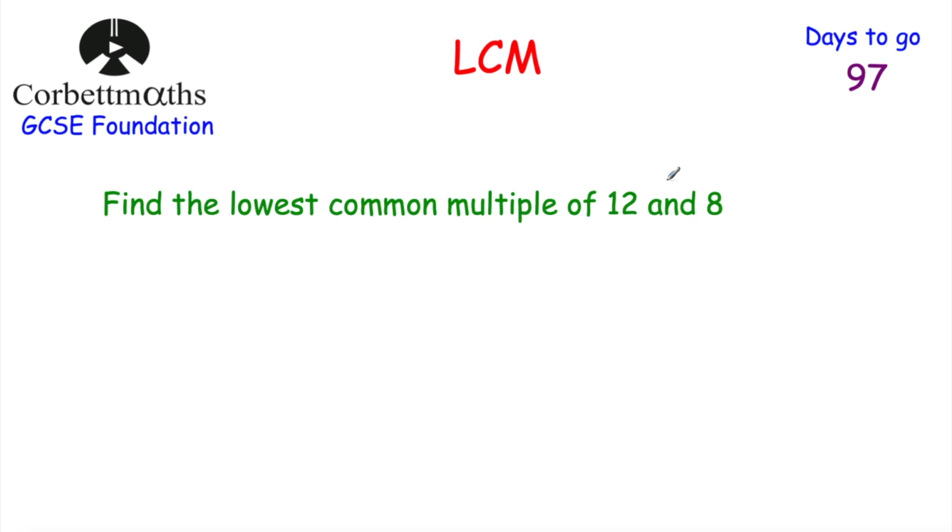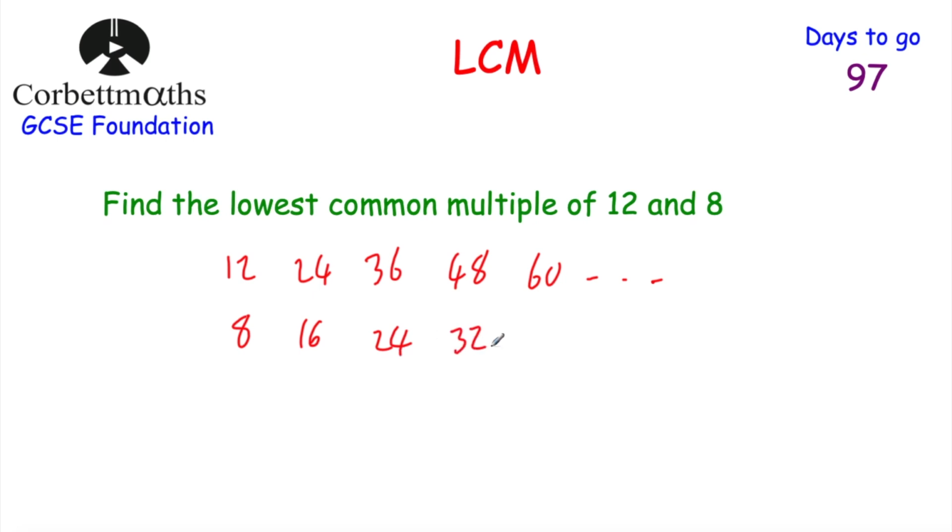Okay, let's have a look at a question now for you to try yourself. So the question says, find the lowest common multiple of 12 and 8. And feel free to pause the video and to give this question a shot. Okay, so if we want to find the lowest common multiple of 12 and 8, we write down the multiples of 12, which would be 12, 24, 36, 48, 60, and so on. We write down the multiples of 8, which would be 8, 16, 24, 32, and so on.